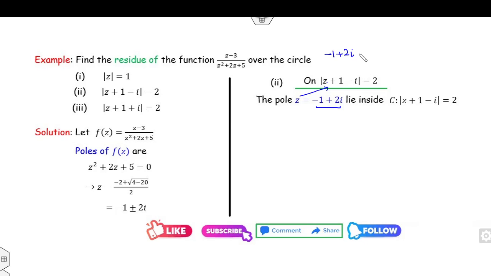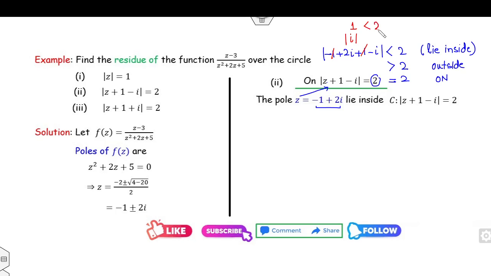-1 + 2i + 1 - i. Check whether this value is less than 2, then it lies inside. If this value is greater than the right hand side, then it lies outside. If this value is equal to 2, then it lies on the circle. So clearly this value will be i. The modulus of i is 1. 1 is less than 2. Yes, it lies inside.